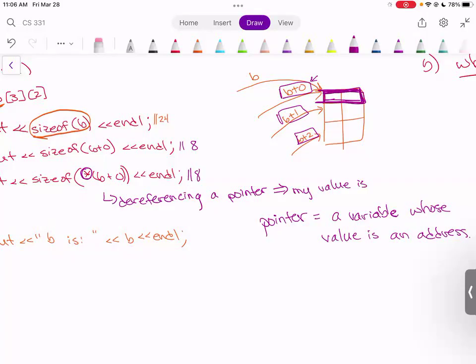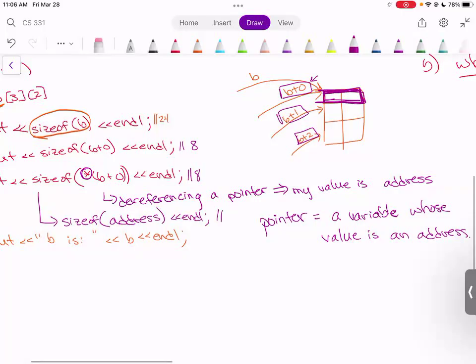What's the value going to be if I dereference the pointer? Whatever the pointer is pointing to. It's going to be an address. Okay. So essentially what I'm doing here is I'm taking the size of an address. Whatever that address may be, it doesn't matter.